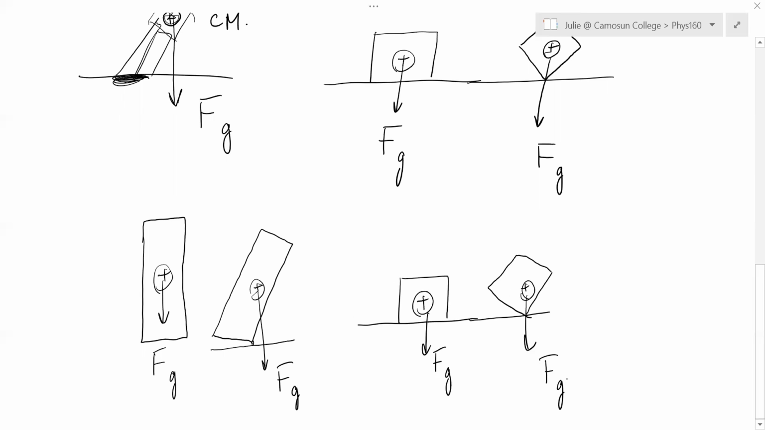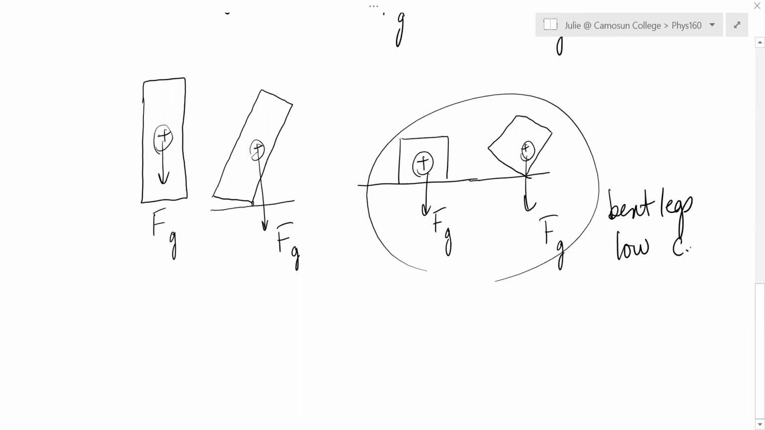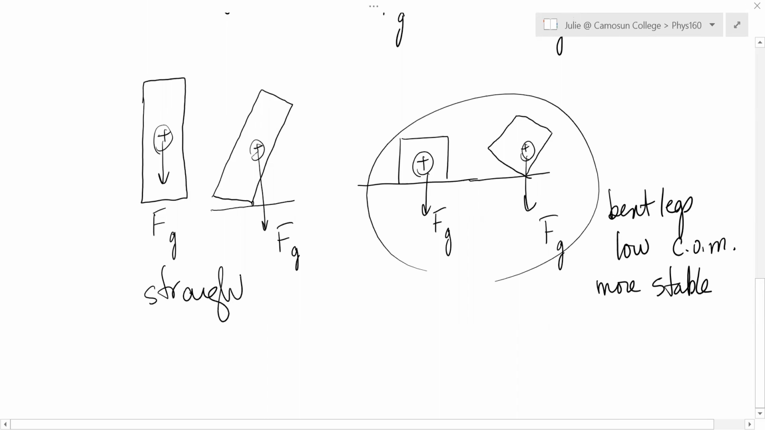So that's why, if you don't want someone to knock you over, you crouch down, and that's a much more stable position. You lower your center of gravity by bending your legs. So this would be your bent legs, with a low center of mass, which is more stable than here. This is with straight legs, standing bolt upright. So that's why you take that low, bent-legged stance if you don't want someone to push you over. So this is unstable.